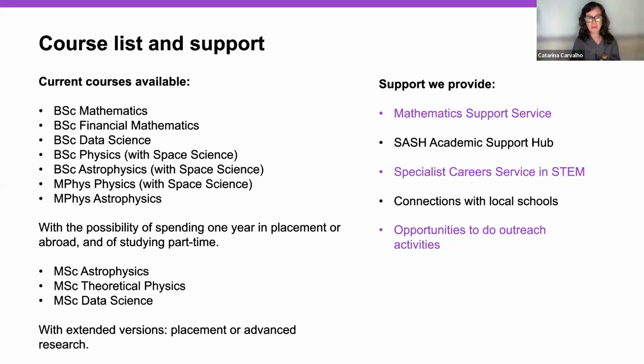In terms of postgraduate taught degrees, we have an MSc in astrophysics, an MSc in theoretical physics, and the MSc in data science. And for all of the postgraduate programs, we also have 2 extended versions. So instead of a 1-year postgraduate degree, you do a 2-year postgraduate, where on the second year, you either do a placement or you do an advanced research component.